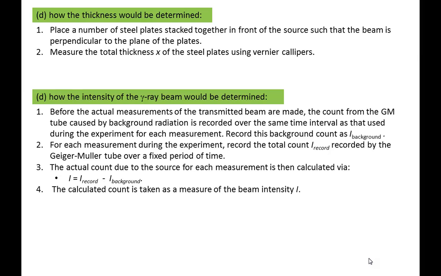So before you perform any measurements, you must first measure the background count. Let's say you time for 1 minute, how many counts? Let's say 5 counts. Then subsequently, all your measurements can subtract 5. So for each measurement, the total count is recorded by the GM tube over the same fixed period of time. Then the actual count will be what you record, minus the background count. This calculated count is taken as the measure of the intensity. You can also use count rate, in other words, you take the count over the time.